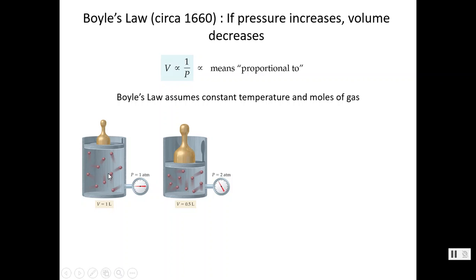If I have a sample of gas molecules at a certain volume and a certain pressure, if I contract that volume, if I make that volume smaller, the volume that those gas molecules are in, then those gas molecules don't have as much area to bounce around in and create pressure. So the pressure of that sample is going to increase.